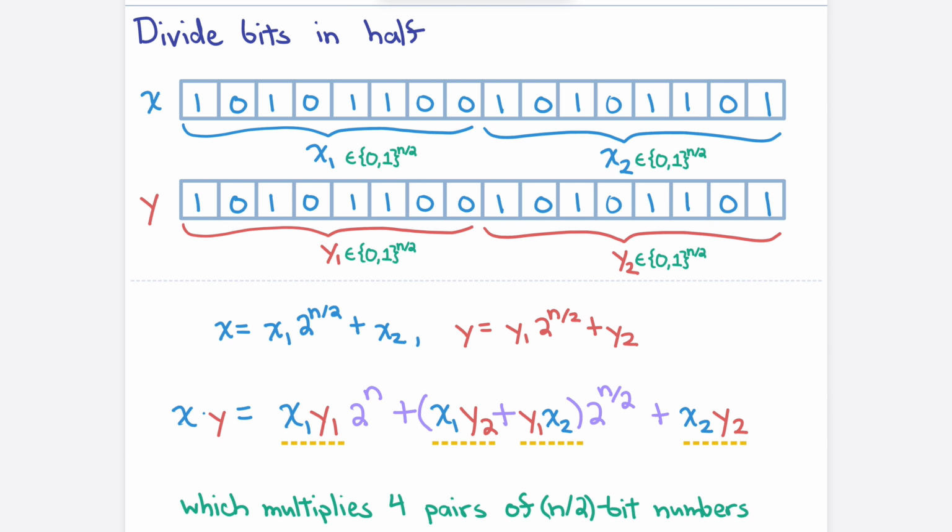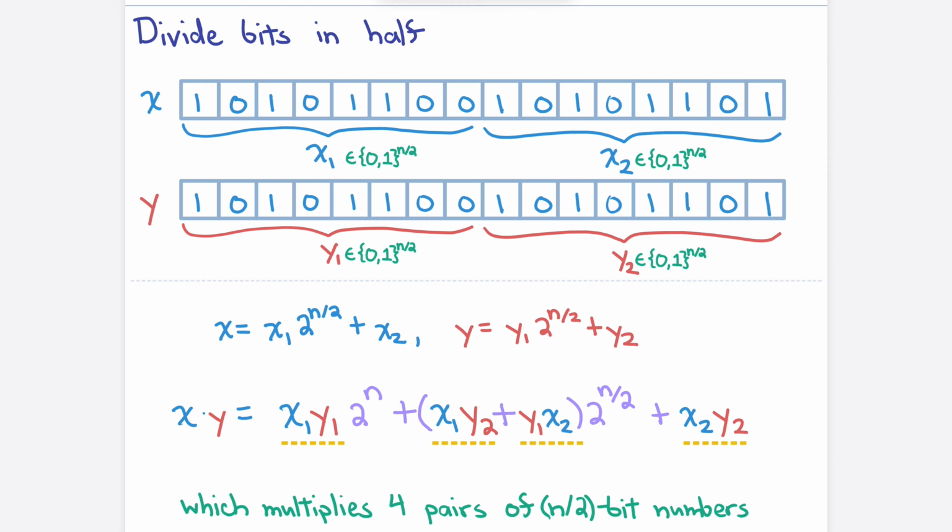So, okay, here's my two n-bit strings. I divided x into two even parts, x1, x2. For simplicity, assume the number of bits is a power of 2. I've split y into y1 and y2. So if you want to recover it, x would be x1 shifted up n over 2 bits, multiplied by 2 to the n over 2, plus x2. Y is y1 shifted up n over 2 bits, plus y2.